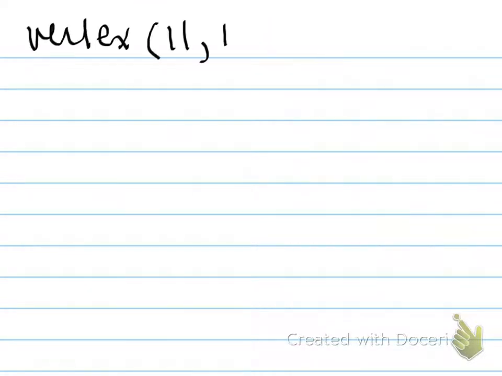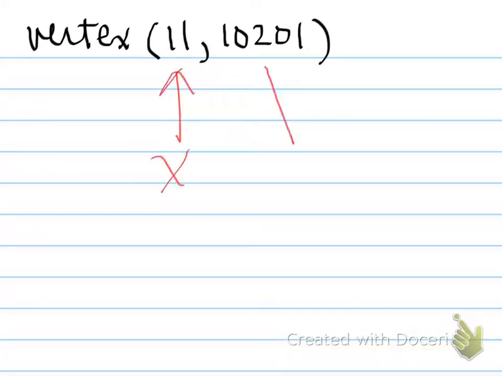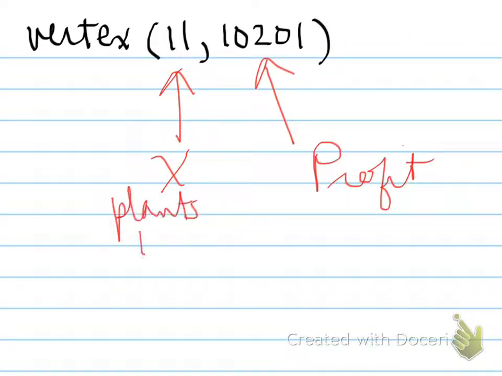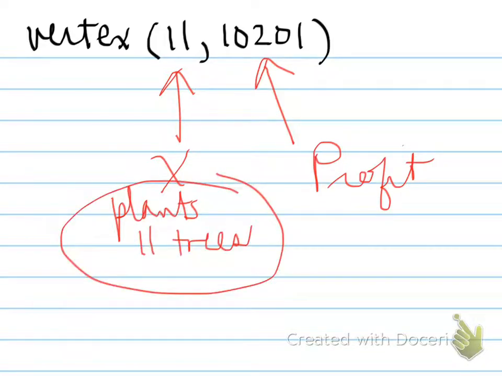Well, the vertex being 11 and 10,201 means that x is 11. 10,201 is the profit. So we need to plant x number more trees. So in this case, it's 11 more trees so that we can have a full profit of $10,201. So that's what the vertex tells us. All right, folks, moving on to the next example.